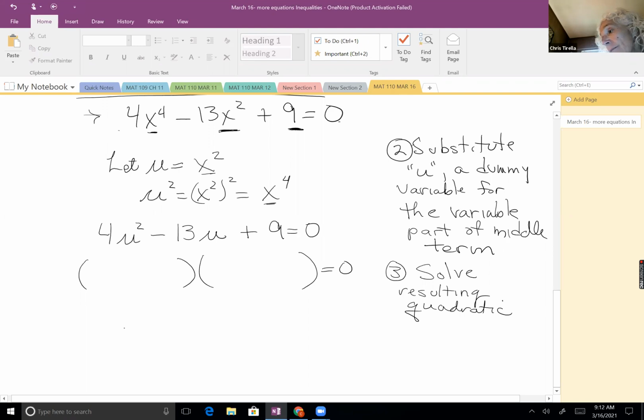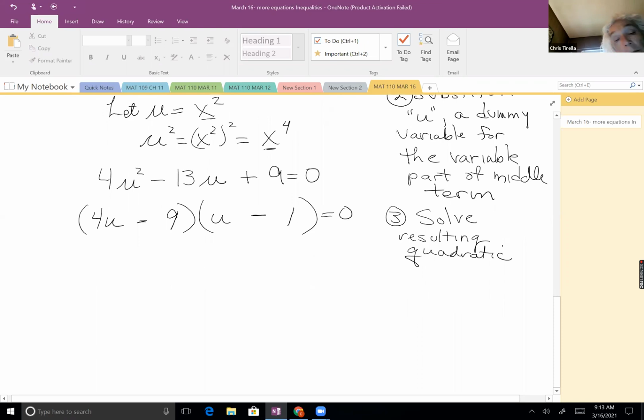If I look at my 13, well, since 13 is the sum of the 4 and 9, I make one for u and u, and the other 9 and 1. Signs are the same, both minus. If I check by FOILing, my outer would be minus 4u, my inner would be minus 9u, so that gives me that middle term of negative 13. So now it's factored, one side is 0, which means that one of those two factors is going to equal 0.